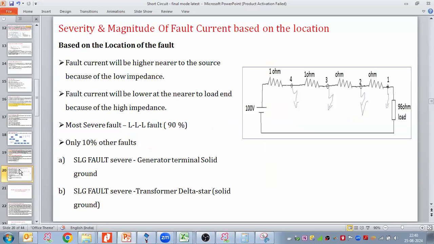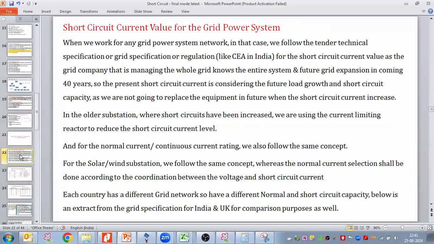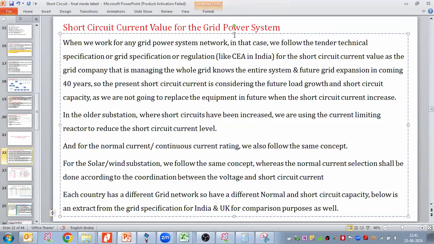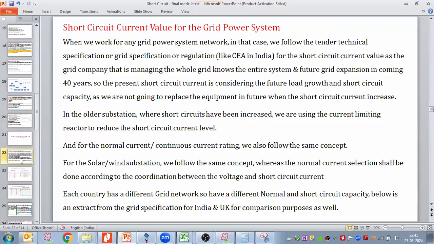Now I'm coming to my main objective, the short circuit current rating selection, which is the reason I took these two sessions, but I wanted to go through some basic concepts first. So, the magnitude of fault current or short circuit current for the electrical power system network. I'm going with the grid system network, the substations that we have discussed so far. What would you do if you're working on any substation? What would be your approach for the short circuit current selection? Any idea?